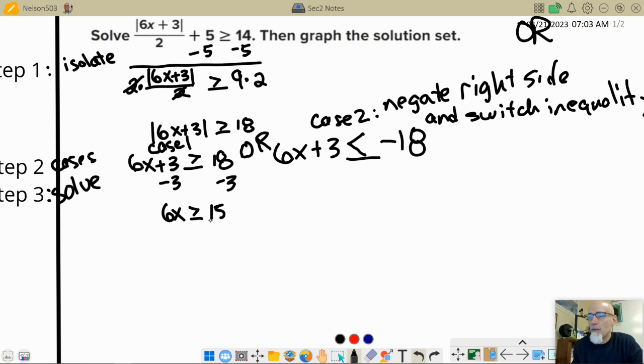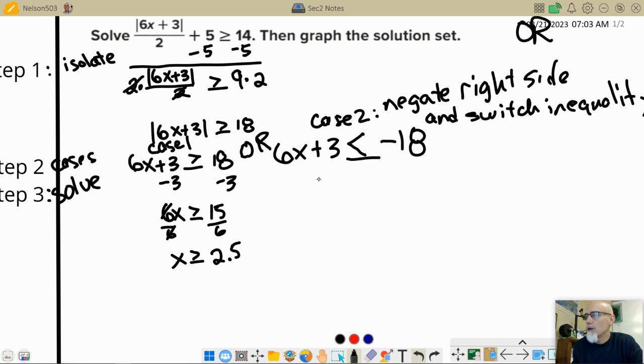Now I'm going to divide by 6 to get the 6 times undone, right? So it's 6 times x. So if I divide by 6, the 6 divided by 6 is 1x. So x is greater than or equal to, how many times will 6 go into 15? 2 times, and then there's a remainder of 3, right? So that's 2.5. So I get 2.5 if I do that division right there.